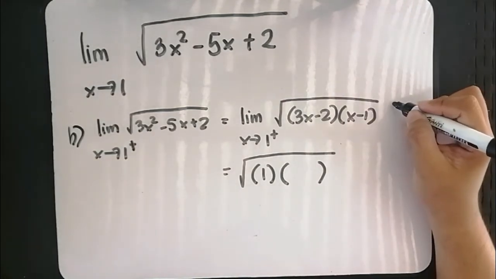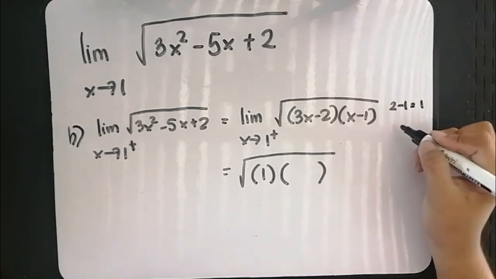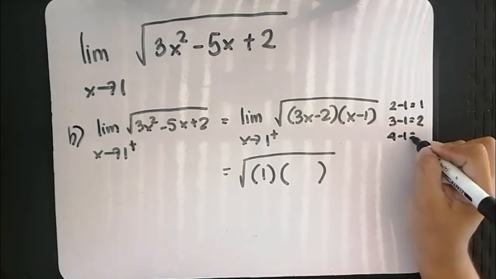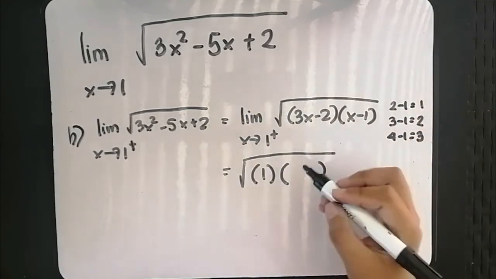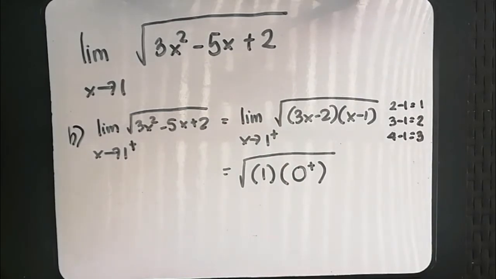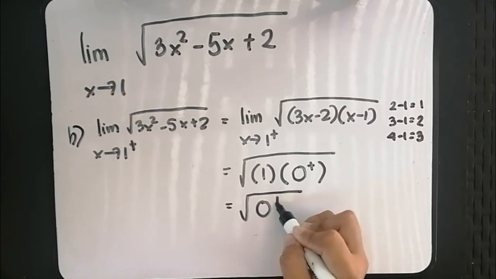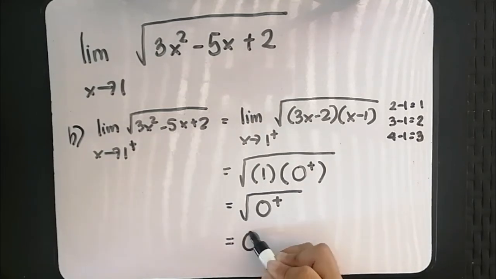So, from the right of 1, we have 2. 2 minus 1 is equal to 1. 3 minus 1 is equal to 2. 4 minus 1 is equal to 3. So, dumadaan siya sa positive values bago siya makarating ng 0. So, we see that this is 0, positive. Okay? And 1 times 0 positive is just equal to 0 positive. And by our theorem, we say that this is now equal to 0.